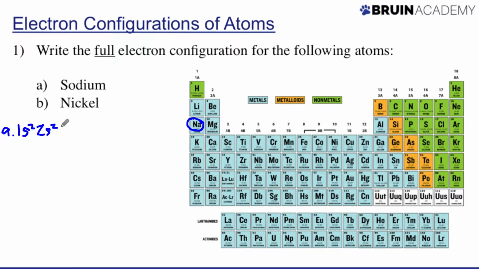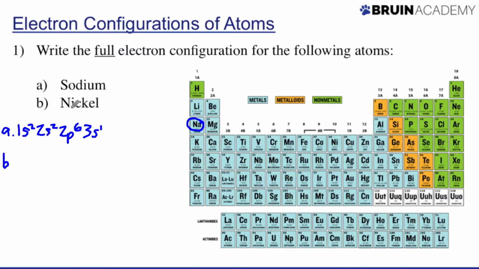I move all the way to the next block. That's P. I write 2p. I have to go 1, 2, 3, 4, 5, 6 elements. So I write 2p6. And then I finish off on my third row, S block. So I write 3s1 because I'm ending on sodium. And if you actually add up all these numbers, 2 plus 2 plus 6 plus 1, that gets you 11, which is the number of electrons that the atom has.